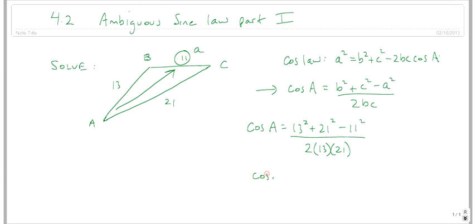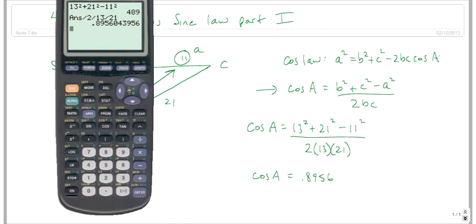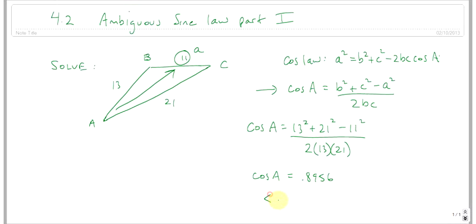0.8956. Doesn't look like an angle. What button do we have to push if I don't know the angle? Inverse cosine of that 0.8956, or on this calculator, I can just put in the answer. Makes it kind of nice. Don't have to write it down. 26.4 degrees. Okay? So angle A is 26.4 degrees.